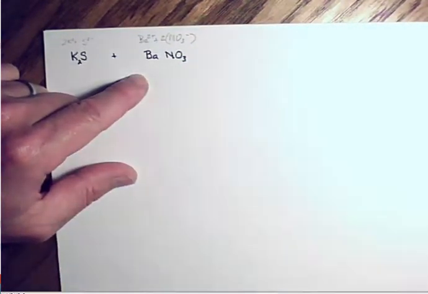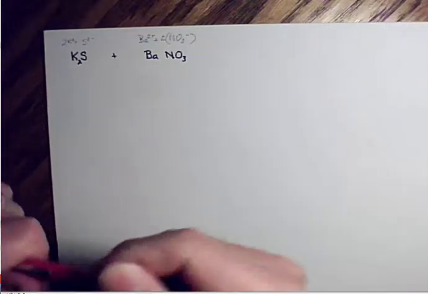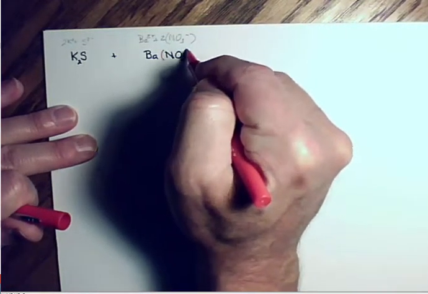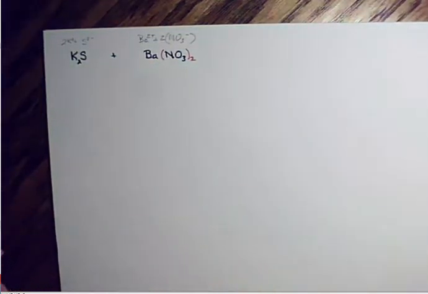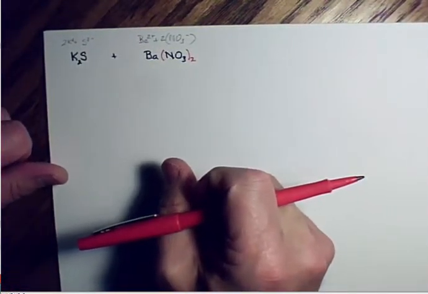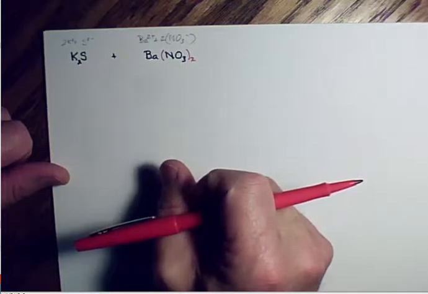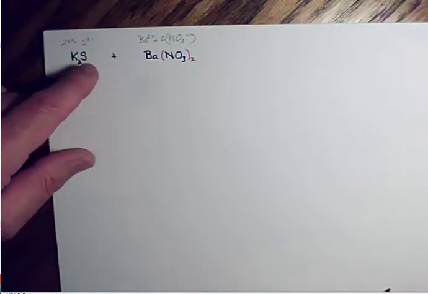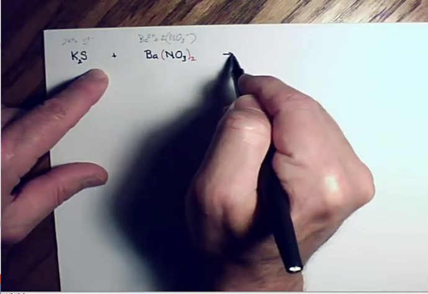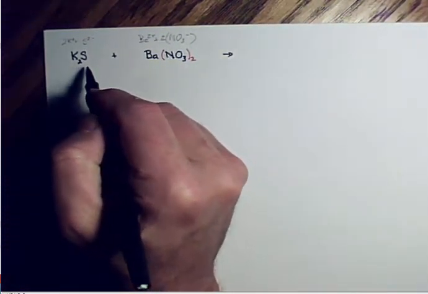So that's Ba(NO3)2, and the NO3 is inside of parentheses and the 2 outside. And then it says we're collecting 8.12 grams of precipitate. So we have to figure out what the precipitate is. So let's figure out what our physical states are first.